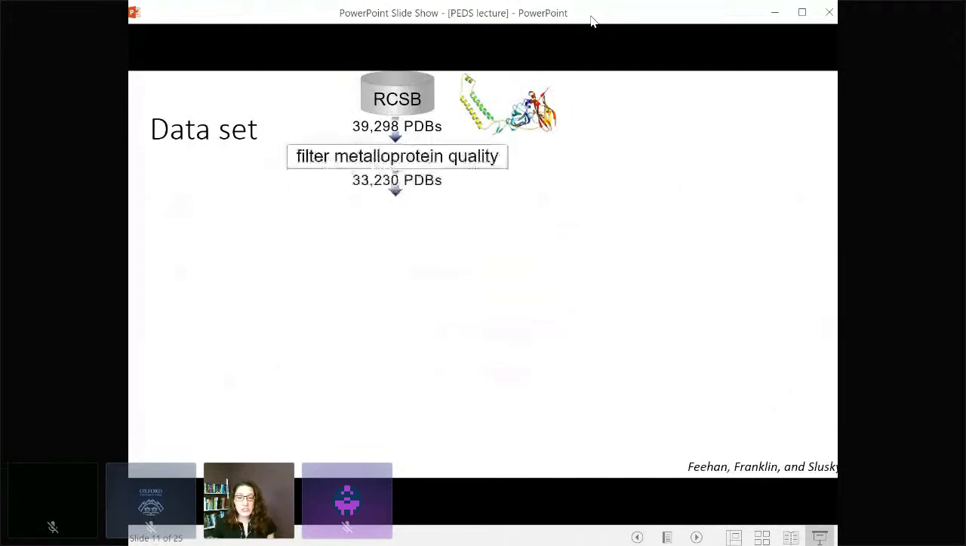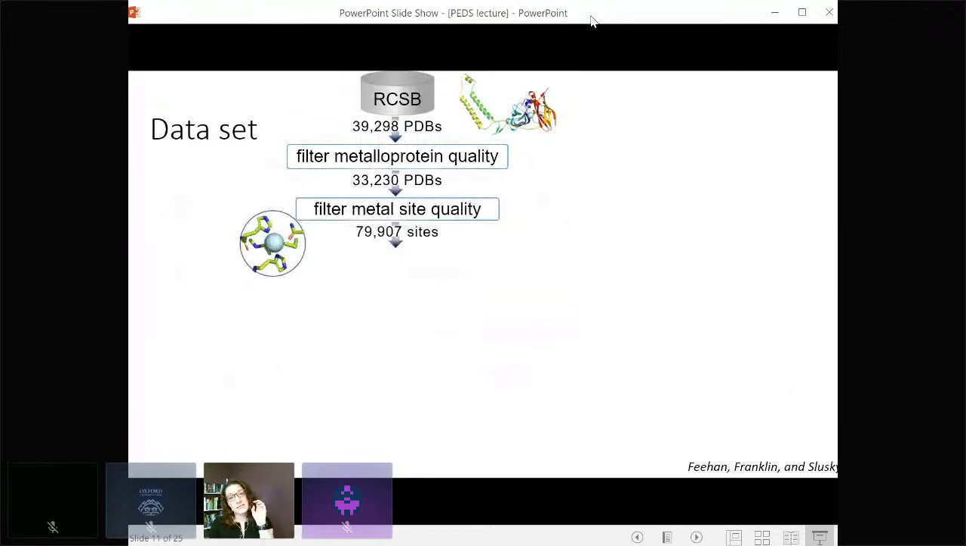And we filter to make sure that those are of good quality. And then we filter specifically based on the site quality, because we're not actually looking at the whole protein, we're looking at the site, okay? And then we split things up into a data set that we're gonna train on and a test set that we're gonna validate on. This is extremely important.